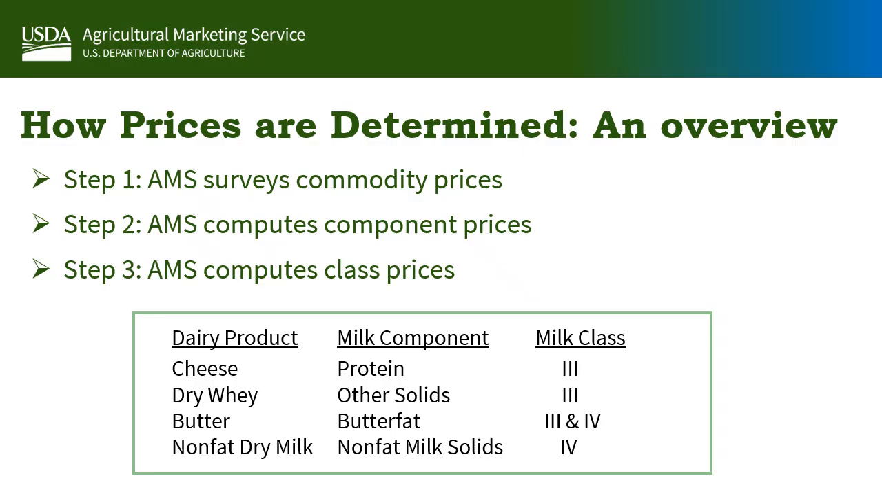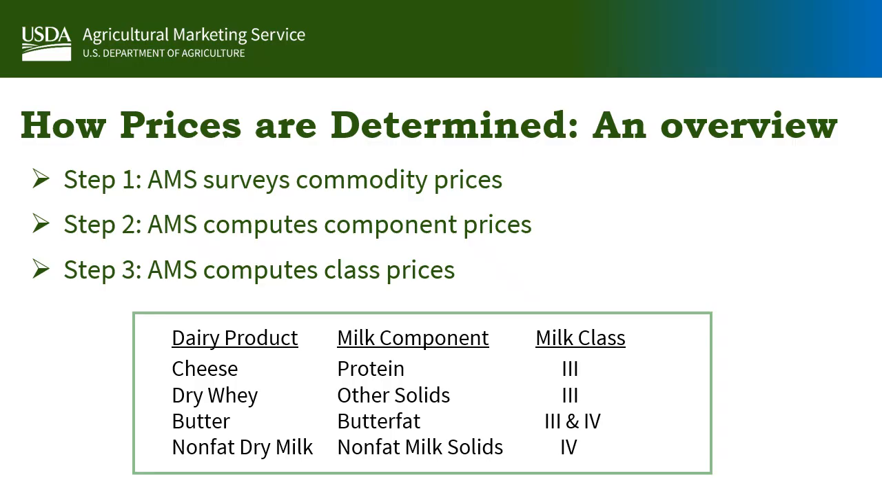Marketing orders use 3 steps to determine classified prices. First, each week, dairy product manufacturers report to AMS the prices and volume of sales for 4 commodities: cheddar cheese, dry whey, butter, and non-fat dry milk. Second, from these commodity prices, AMS uses component price formulas set in regulation to compute prices of 4 main components that make up these products: protein, other solids, butterfat, and non-fat milk solids. These prices are called component prices.